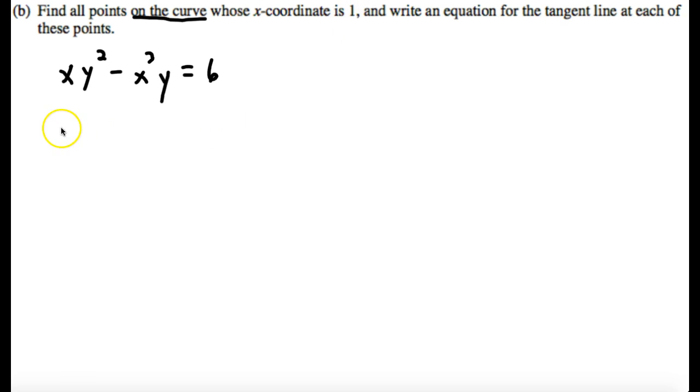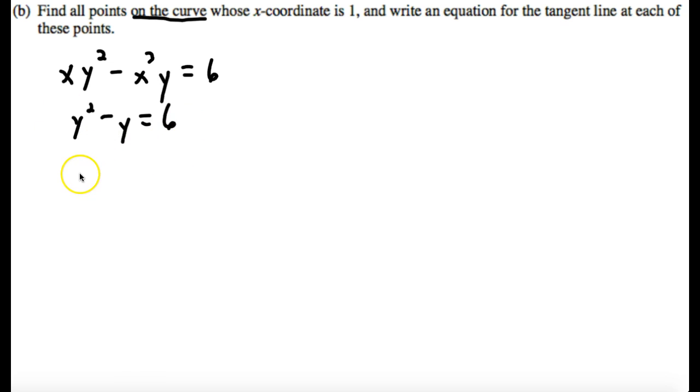So it's saying plug 1 in for x. If I plug 1 in, I'll just end up with y squared minus y equals 6, because both of these would be 1. So y squared minus y equals 6. Now I want to solve this. So how do I solve a quadratic?